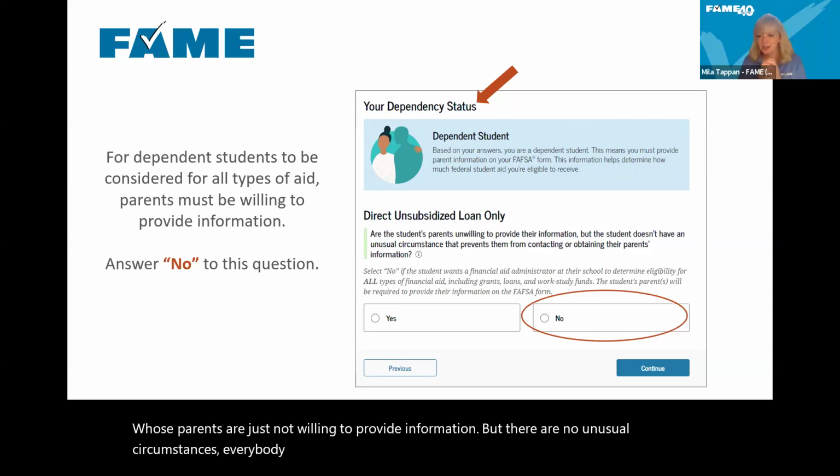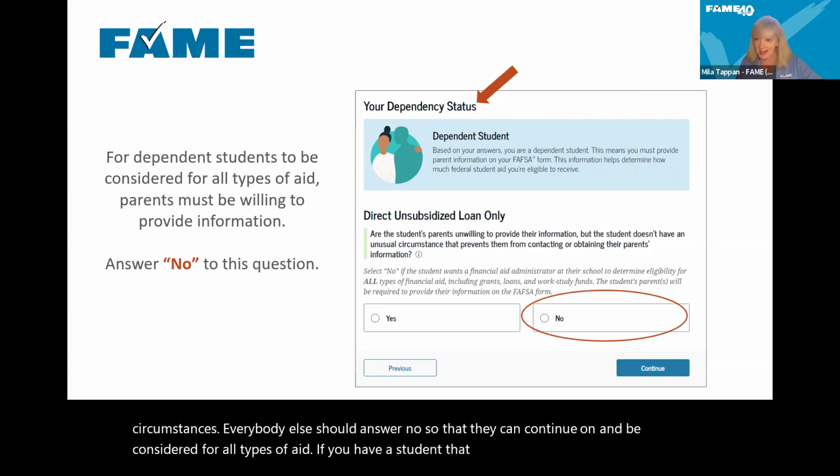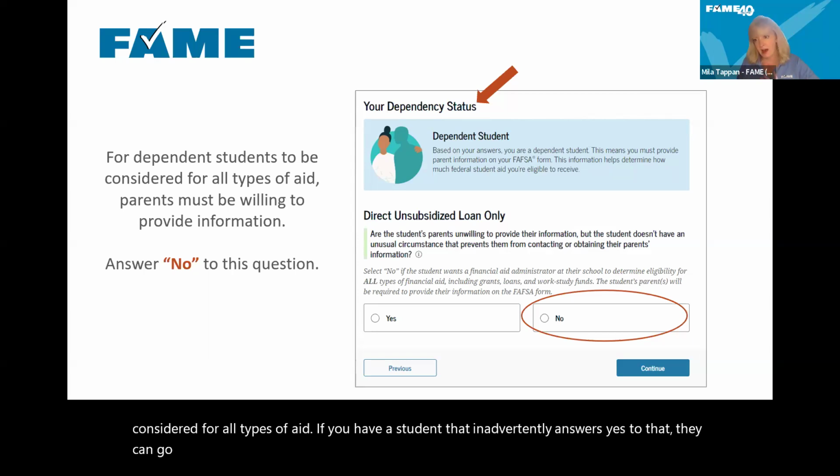Everybody else should answer no, so that they can continue on and be considered for all types of aid. If you have a student that inadvertently answers yes to that, they can go back and correct that even after their FAFSA has been submitted.